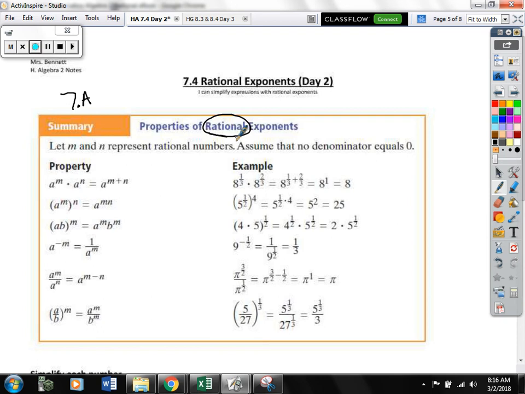So if you are multiplying something that has the same base, you can add the exponents. So 1/3 and 2/3, add this together, we get 3/3, which is 1, and then that's 8 to the first. The power rule still works. Power to a power, we multiply those. So if you have 5 to the 1/2 to the 4th power, you can multiply those, which would be 4/2, which is 2.